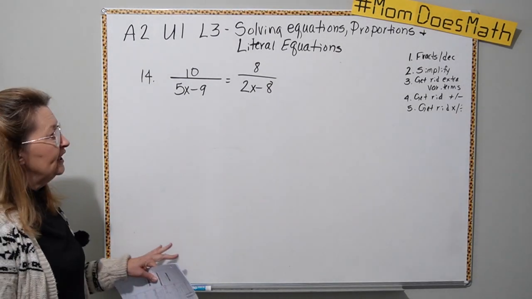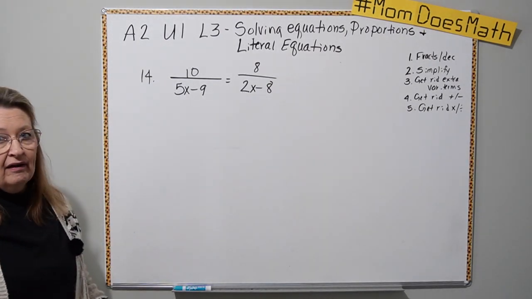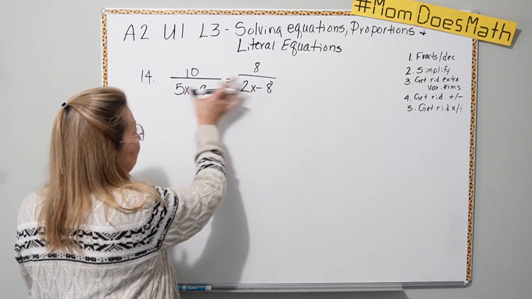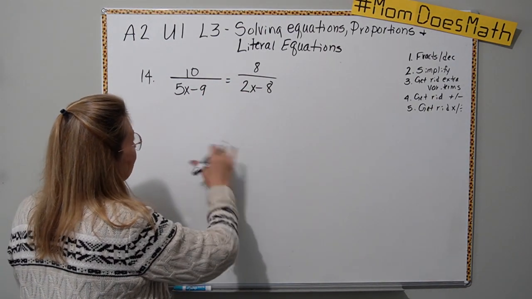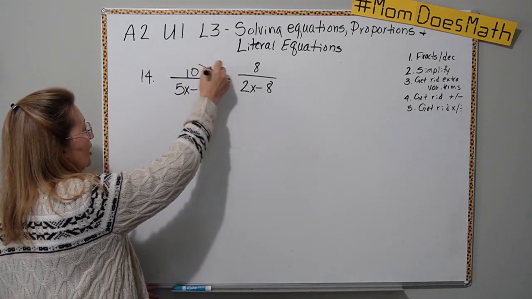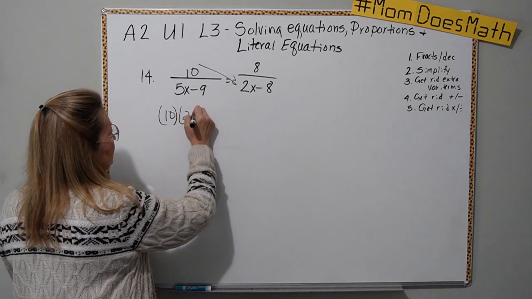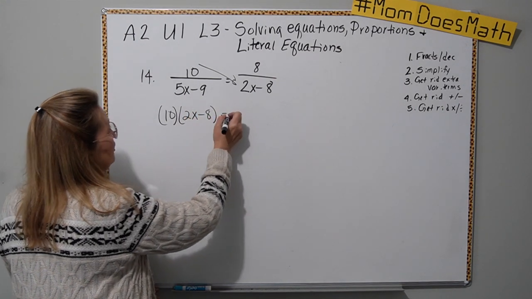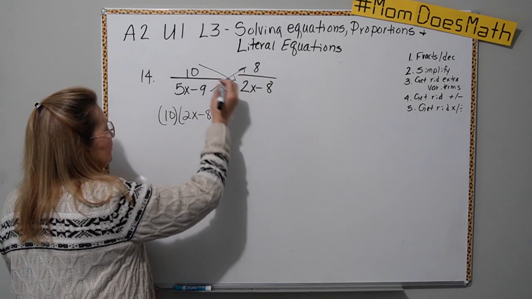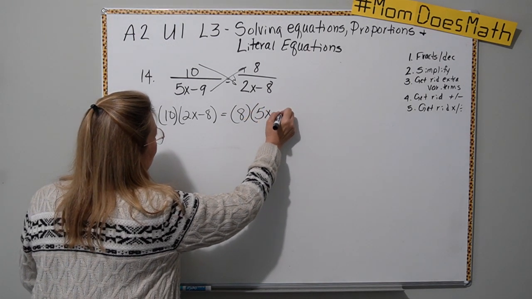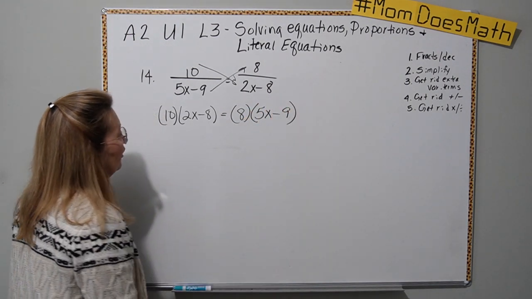Okay, for number 14, we look at it and we do have a proportion again. See, I've got one fraction bar. One fraction is all there is on either side. So let's cross multiply top to bottom. So I'm going to do 10 times 2x minus 8 equals, all right, bottom to top, and I'll just put the 8 in front. It doesn't matter when you're multiplying which one comes first.